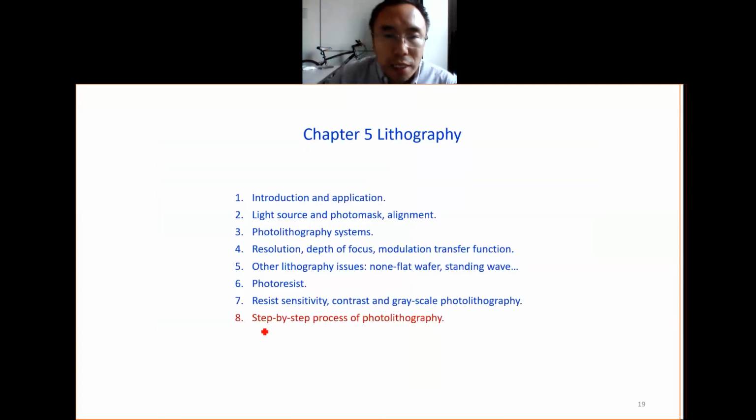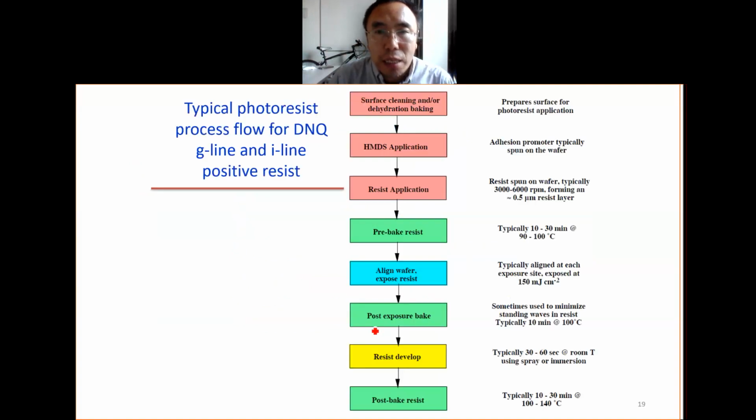So now we look at a step-by-step lithography process. The first one is surface cleaning. So we bake it. We do the dehydration baking at 100, maybe 120 degrees, to remove the water. Then we do the HMDS application. This is called an adhesion promoter. It promotes adhesion of the resist onto the substrate.